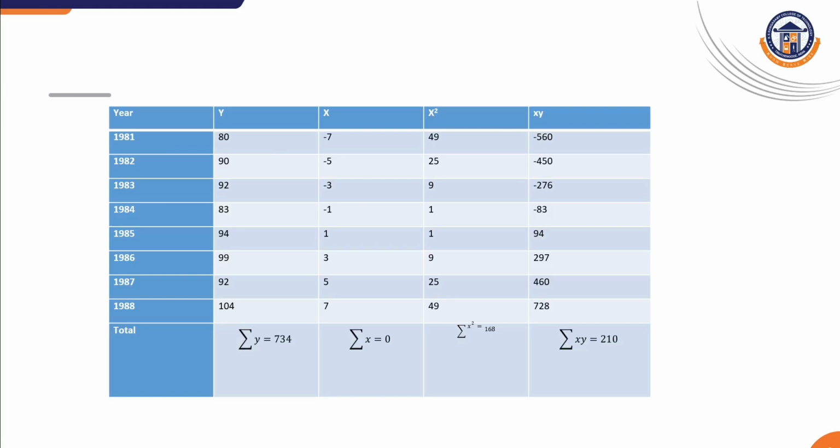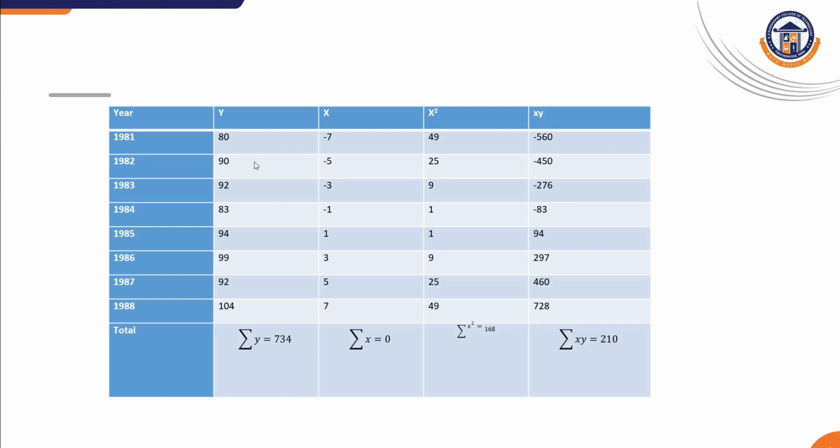So now we see this table. The first column represents the year, the second column the given values y, and the coded middle-year values I represent as x. The next column is x square, and the last is x multiplied by y. For 1981, the first year, the y value is 80, x is minus 7, and the square is 49. Now multiplying x into y gives minus 560. For 1982, 90 is the given value, x is minus 5, and the square of x is 25.